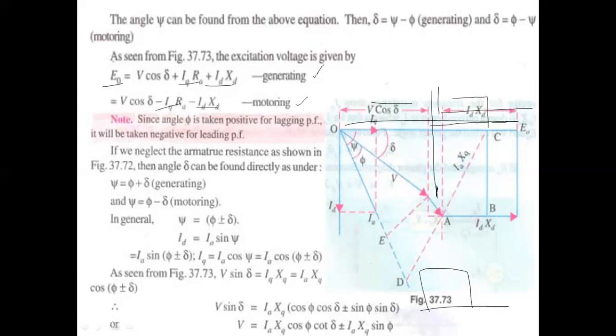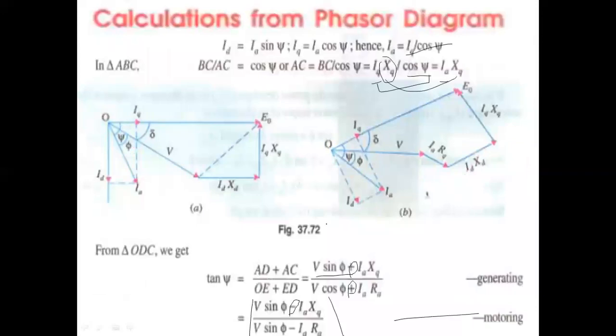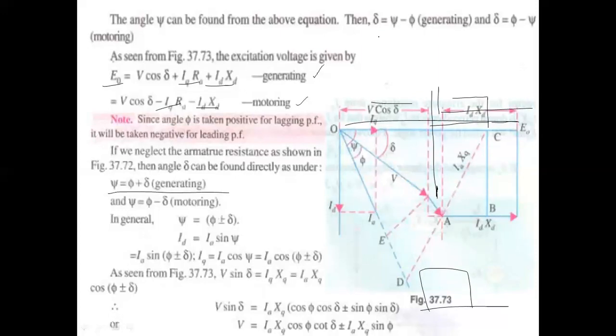Next, if you neglect the armature resistance as shown in figure 37.72, I am neglecting the armature resistance here. The angle gamma can be found directly from xi is equal to phi plus gamma for generating, and xi is equal to phi minus gamma for motoring. So actually xi is equal to phi plus or minus gamma, right?